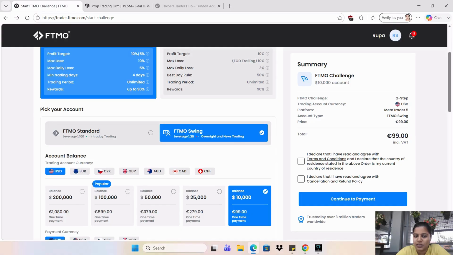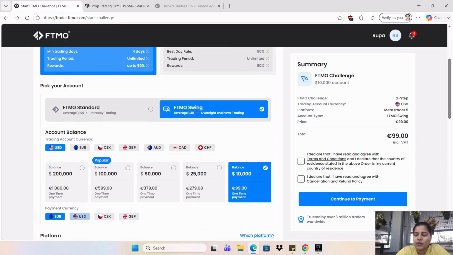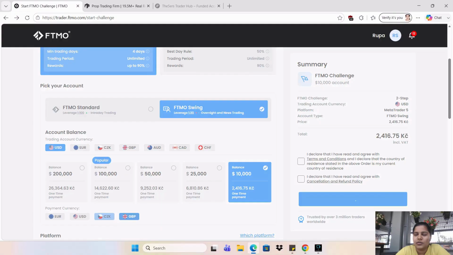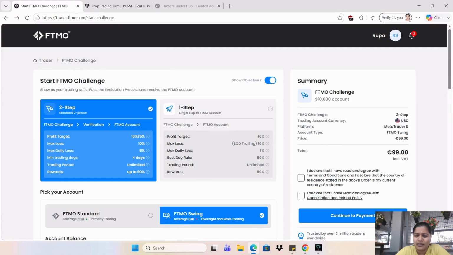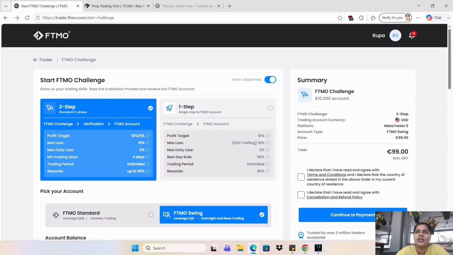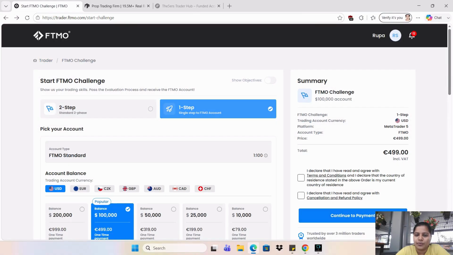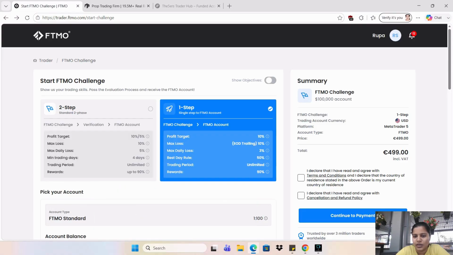So they also have a consistency rule. When I'm saying consistency rule, in the way that your best day should not be more than 50%. So for example, they have the requirement of 10% profit. So you should not be making more than $500 in any of the trading days. Okay. And there is no requirement for the trading period, and the reward will be 90%. So basically what they do, they have different profit percentage, and in some of the accounts they have 80%, in some of the account they have 90%.